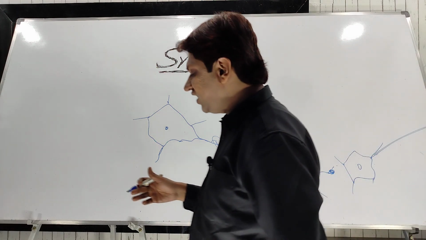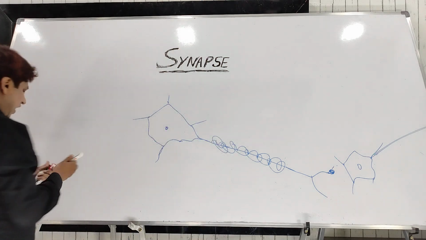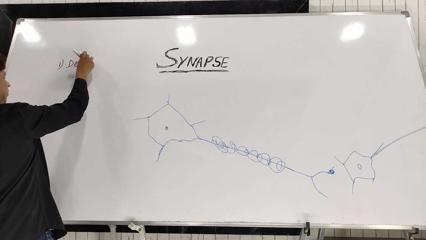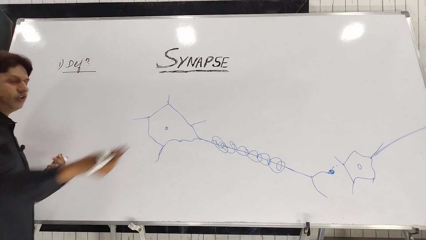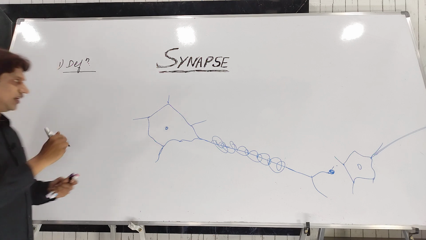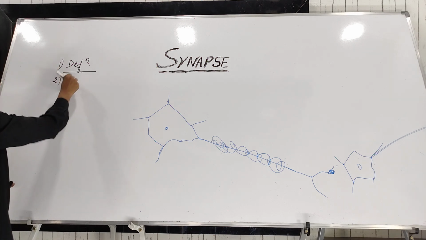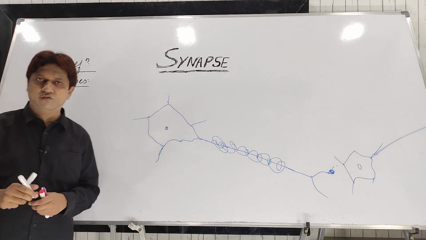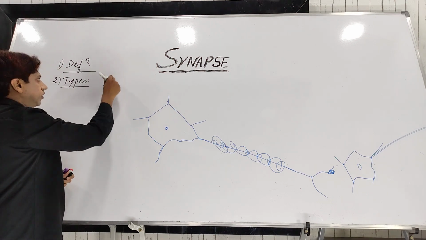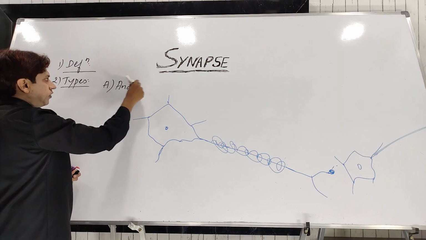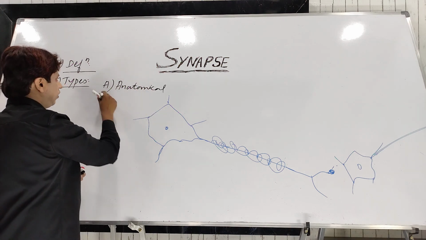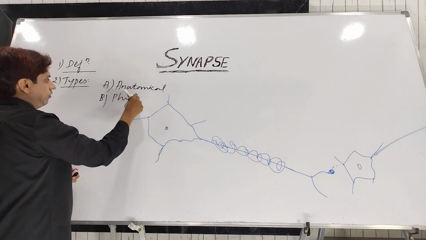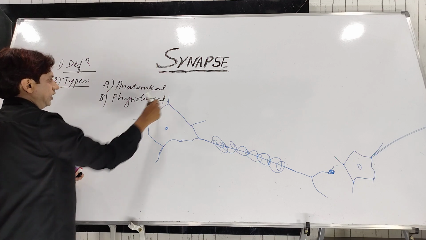Now, what are the different types of synapse? First, what we have studied is the definition: a functional junction between two neurons is a synapse. Now secondly, we will study the various types of synapses. Synapses can be classified broadly into 2 groups: anatomical types and physiological types.